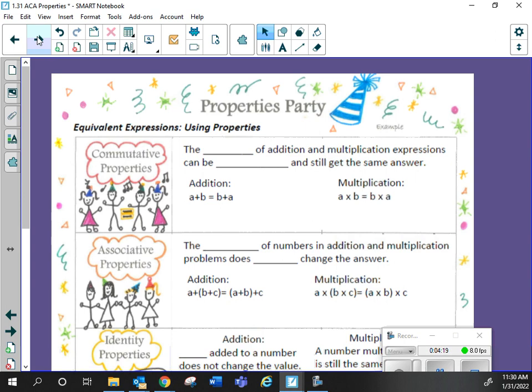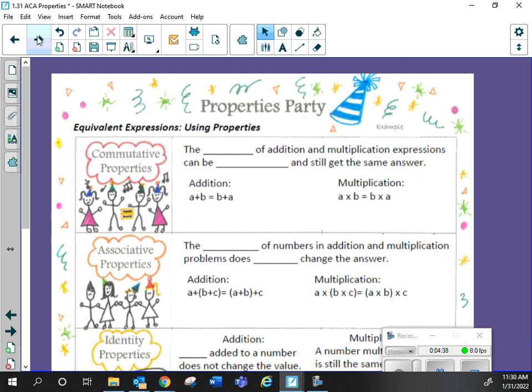So we're going to be talking about different properties that all have to do with equivalent expressions. We introduced that term last week, equivalent expressions, and let's break it down. Equivalent means equal in expressions or equations. It just means it's the same equation, just written slightly differently.